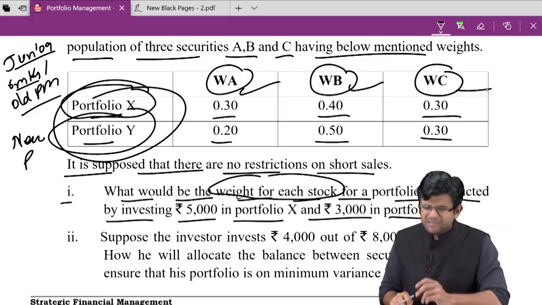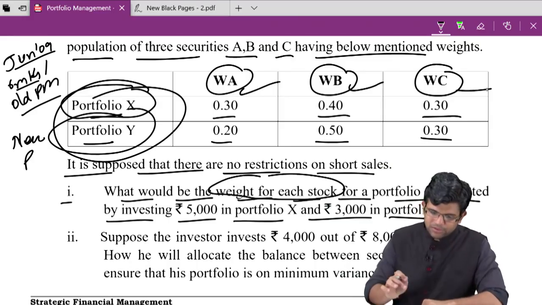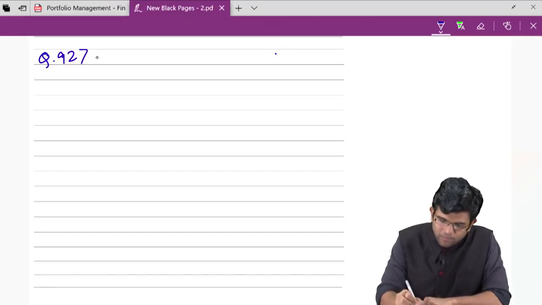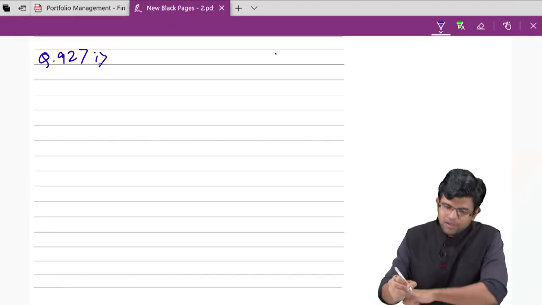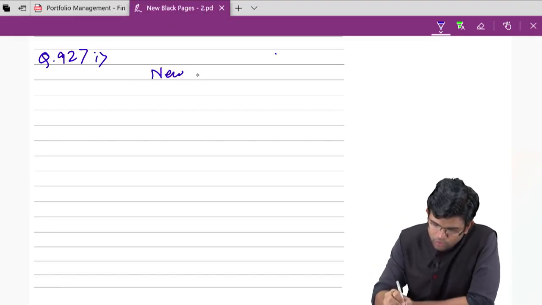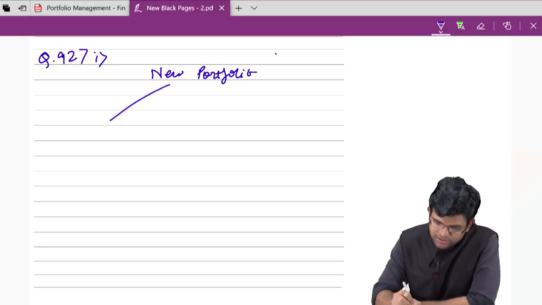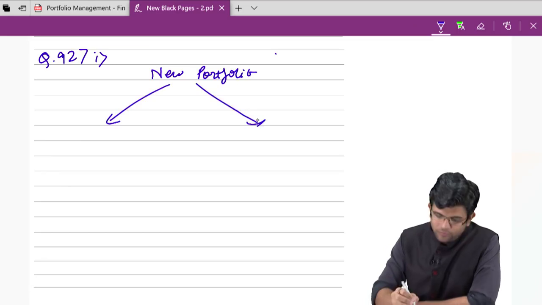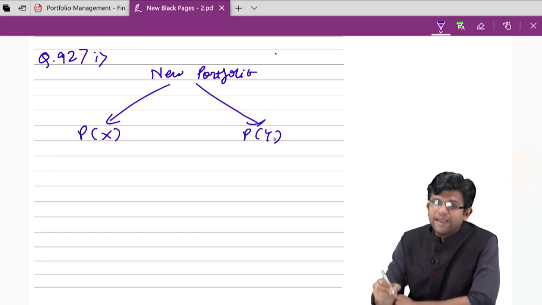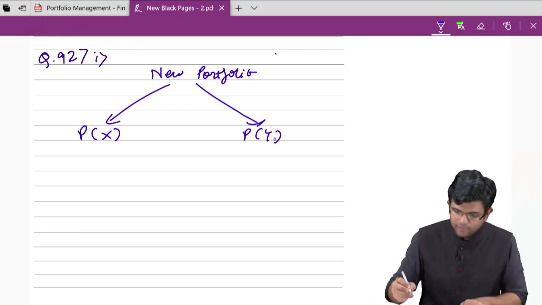Can we start solving this very simple mathematical question, students? Let's start. So I'll write down here question 92, point number 1. Let us first put the data. There is this new portfolio. New portfolio consists of which 2 portfolios? Portfolio X and portfolio Y, correct? Portfolio X and portfolio Y.